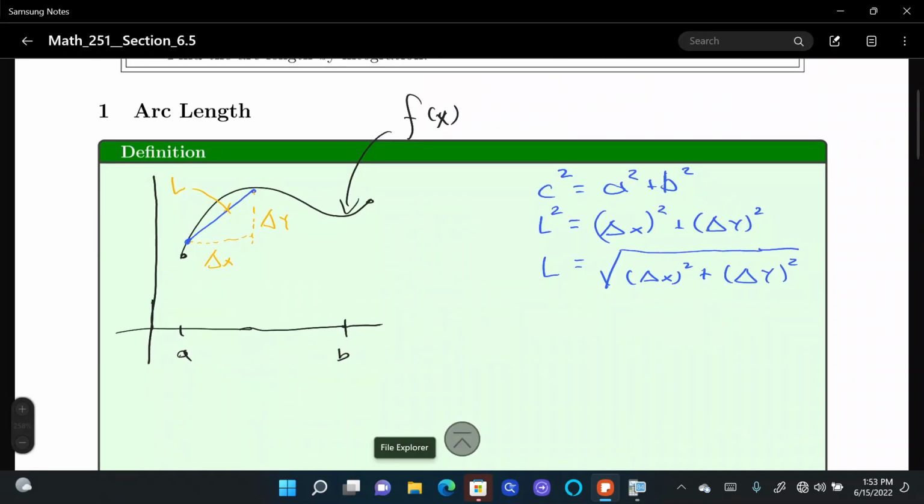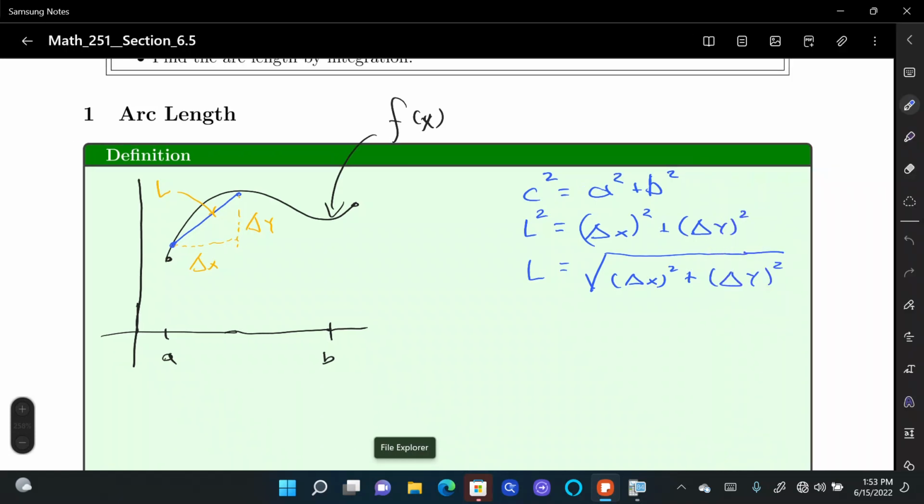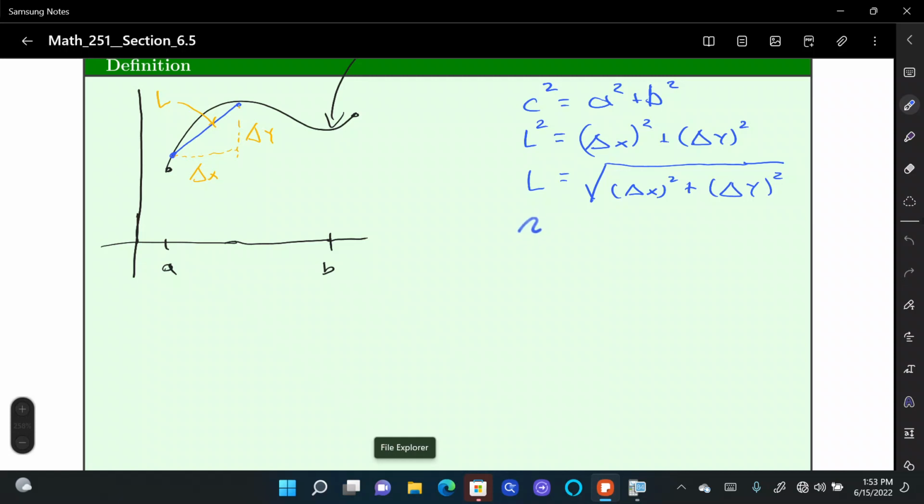So what we're going to do here, I'm going to factor out: L equals the square root of delta x squared times 1 plus delta y quantity squared over delta x quantity squared. All right, sounds good?